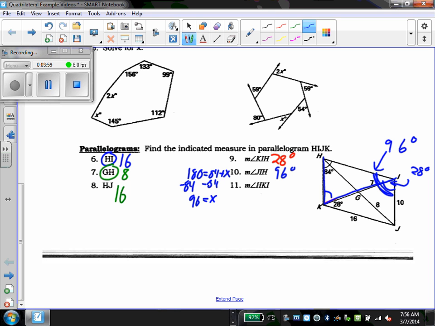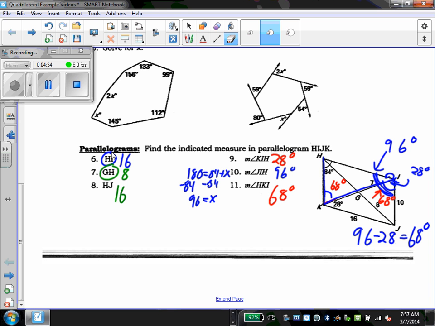I'm sorry, not this part, but that part over there. So we know that part of it is 28. We know the whole thing is 96. If we do 96 minus 28, we're going to get 68 degrees, which is the part that's missing right here. And then using alternate interior angles, we know that this is also 68 degrees. So that's using the parallelogram properties a little bit.